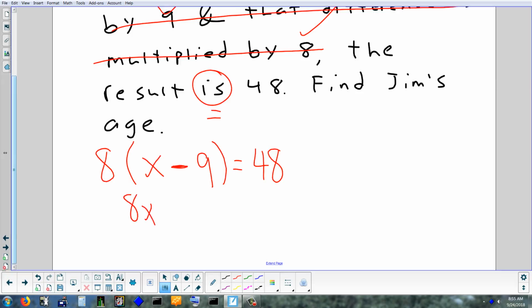What's the last thing when I multiply and distribute? What's the other term going to be? What number? It won't have a variable this time. Matt, what do you think? I did 8 times x, 8x. I'm going to do 8 times what? 9. Careful. Negative 9. What do I get? Negative 72. Good man.